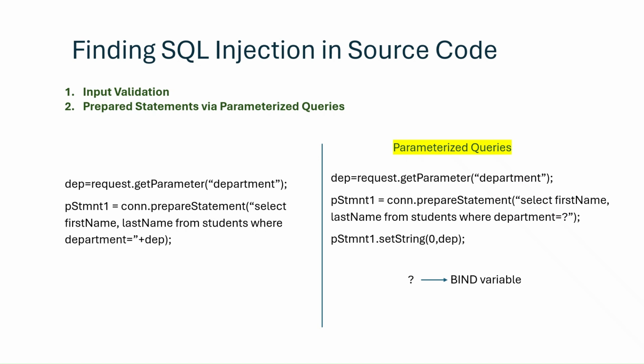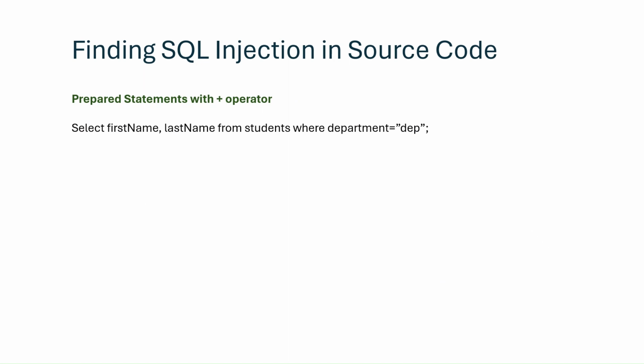The real difference here is that with prepared statements using the plus operator, your query will look like: select first name, last name from students where department is equal to the department value appended to the query, enclosed within quotes and ended by a semicolon. This is the result of a prepared statement without bind variables, just using the plus operator, which is vulnerable. Say you supply the department value as mathematics, your query will look like: select first name, last name from students where department is equal to mathematics, enclosed in quotes and ended by a semicolon.